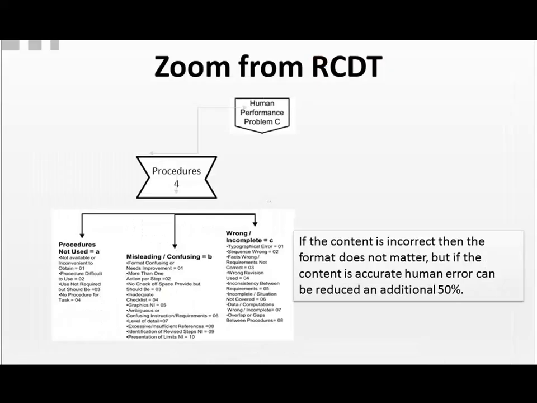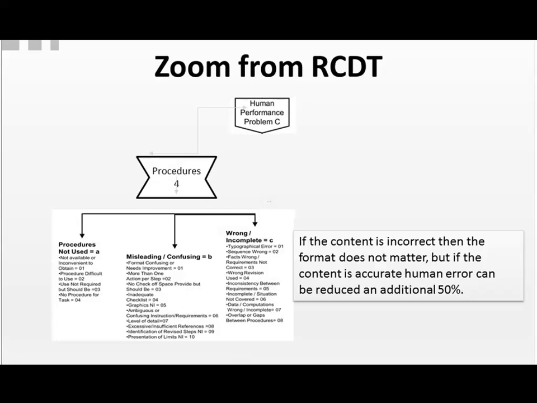So what we do is that we start with a causal factor, which is human error, and then we ask ourselves, was it a human performance problem? Yes, it was. So now we start coding it. In this case, all root causes associated to procedures will be C4 most likely, or B4, but basically it's 4. So 4 would be my category for procedures.